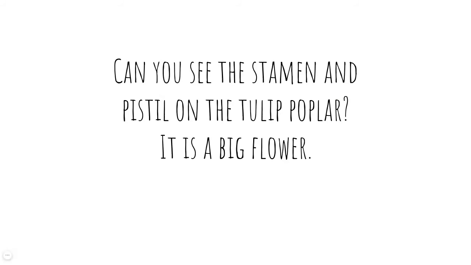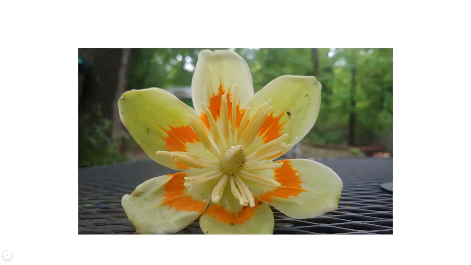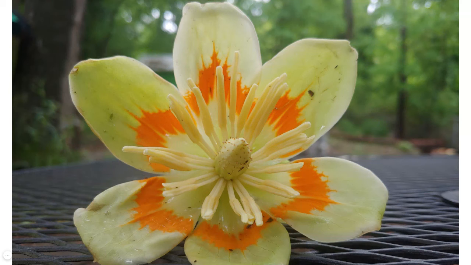Can you see the stamen and pistil on the big tulip poplar? It's a big flower. Let's see. Which parts are the stamen? There's one. There's one. There's one. And another. And another. And there's a whole bunch. They go all the way around. There are a lot of stamen.